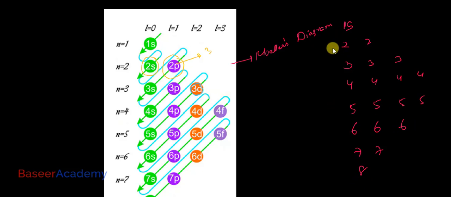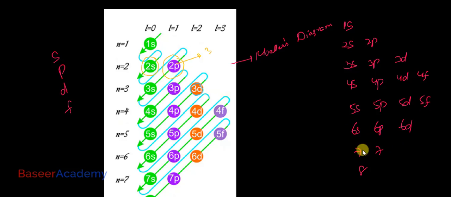1s, 2p. Subshells are denoted by s, p, d, f, right? So write down here s, p, d, s, p, d, f, s, p, d, f, s, p, d, s, p, s. That's it. So drawing a Euler's diagram is simple.